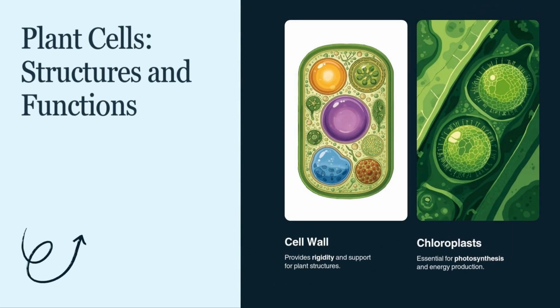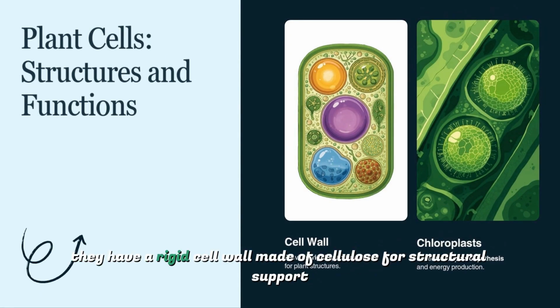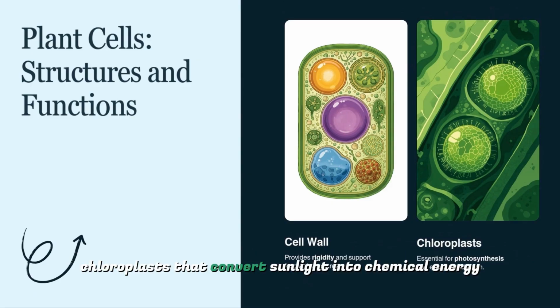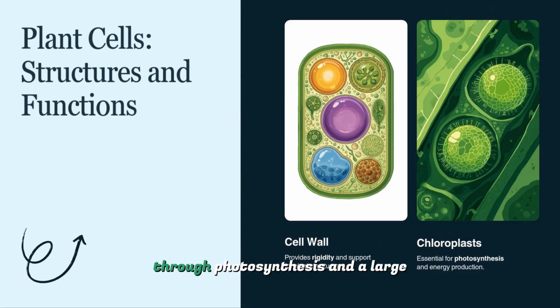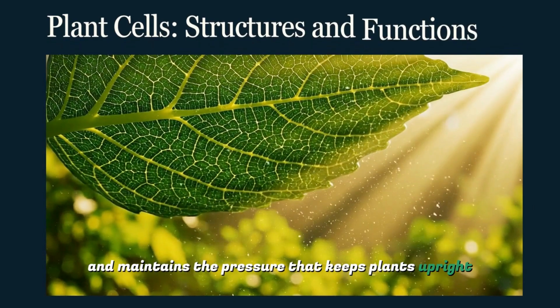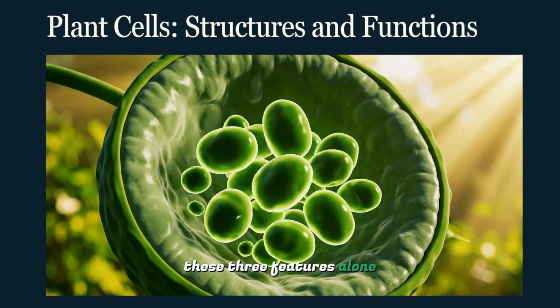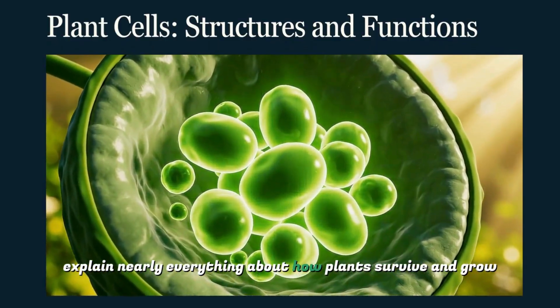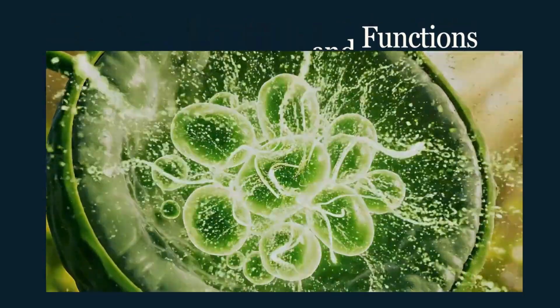Plant cells. Plant cells tell a different story. They have a rigid cell wall made of cellulose for structural support, chloroplasts that convert sunlight into chemical energy through photosynthesis, and a large central vacuole that stores water and maintains the pressure that keeps plants upright. These 3 features alone explain nearly everything about how plants survive and grow.